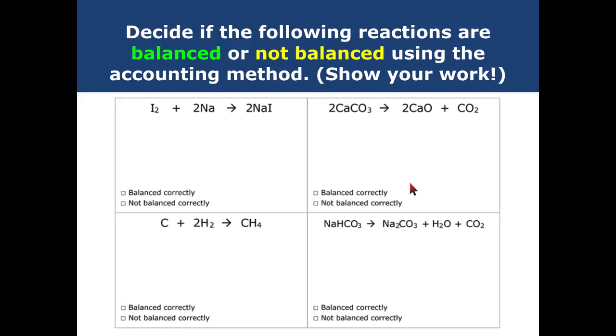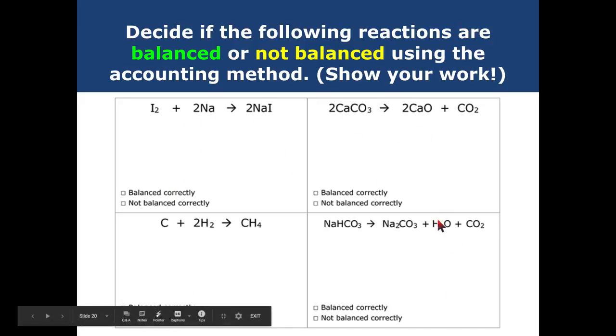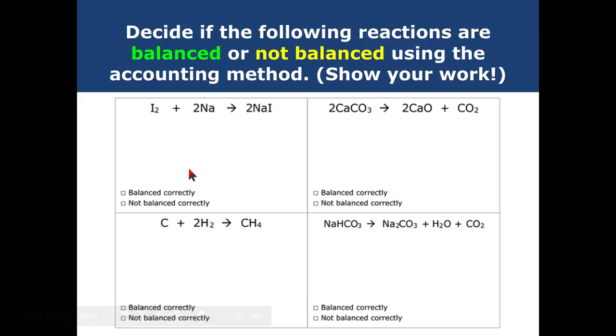So you're going to get a lot of practice in T-charting. So again, you're going to T-chart the reactants. You're going to T-chart the products. You can do that for all of these. And if it checks all the way down, if it's balanced on both sides all the way down, then you would mark balanced correctly. If it's not, if one is messed up, it's not balanced correctly.